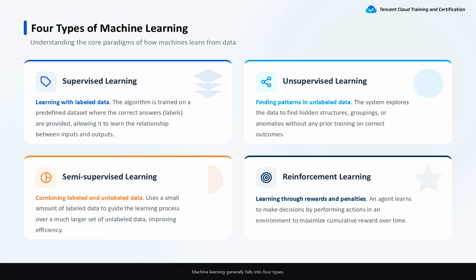Machine learning generally falls into 4 types. Supervised learning uses labeled data to train models for prediction tasks. Unsupervised learning finds patterns in data without predefined labels. Semi-supervised learning sits in between, using limited labeled data to guide learning across larger data sets. Reinforcement learning is different. It trains an agent through trial and error, using rewards and penalties to improve decisions. These four approaches form the foundation of modern AI systems and are widely applied across industries, from finance and healthcare to gaming and automation. Choosing the right type depends on data, use case, and desired outcomes.